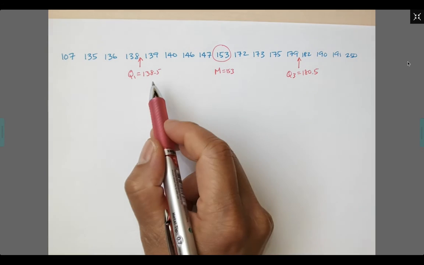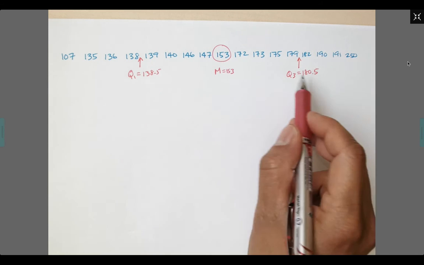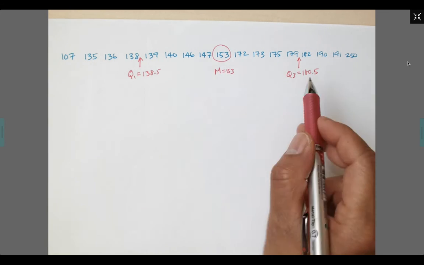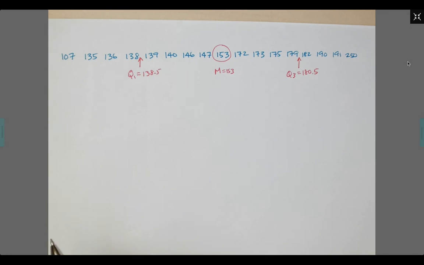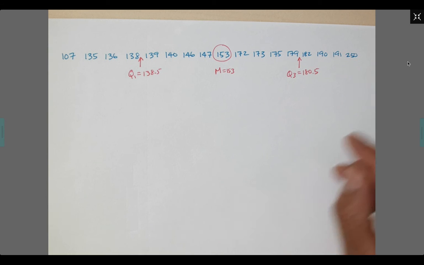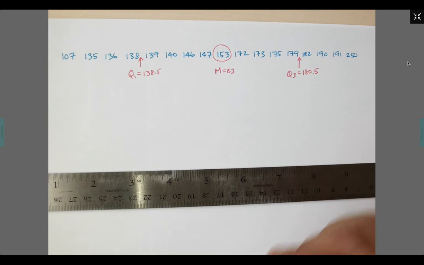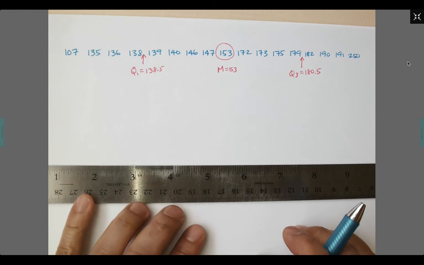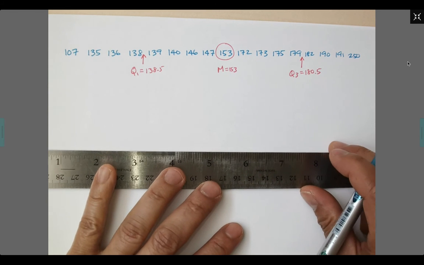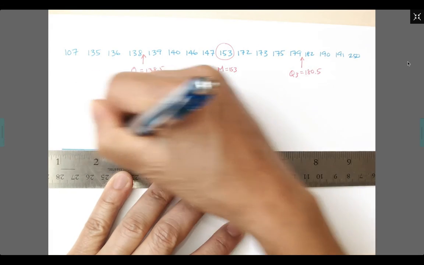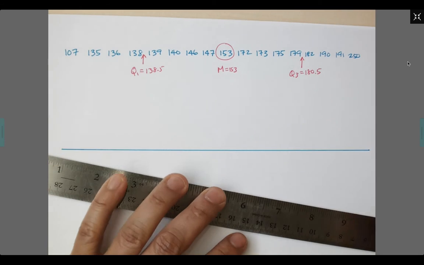Okay, so now I have my Q1, my Q3, my median, and I have my max and my min. So that's my 5-number summary. Okay, so how do I now construct a box plot from this? So now what I'm going to do is simply just draw a number line.